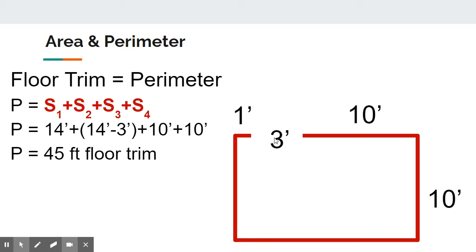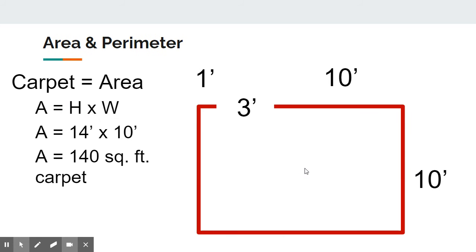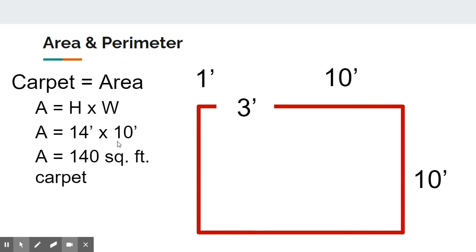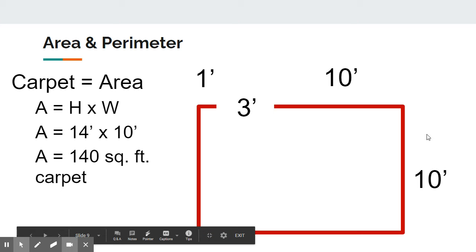So if we're doing wallpaper border, we're going to assume it's at the top above the door frame so you don't have to worry about cutting that trim out. If I want carpet area, that hole there is not going to make a difference. So it's still going to be 14 by 10, which is 140 square feet of carpet.